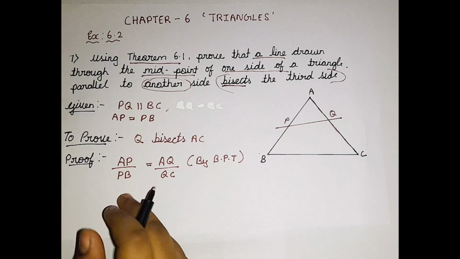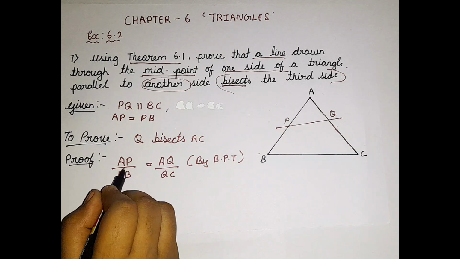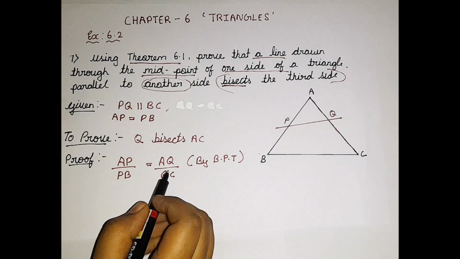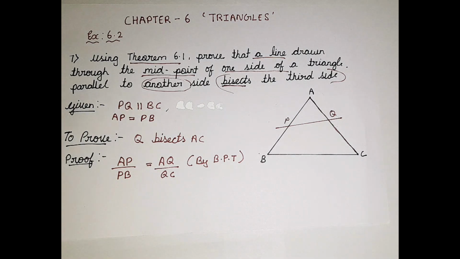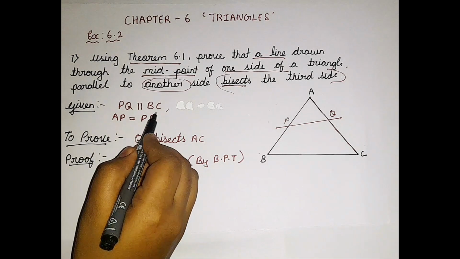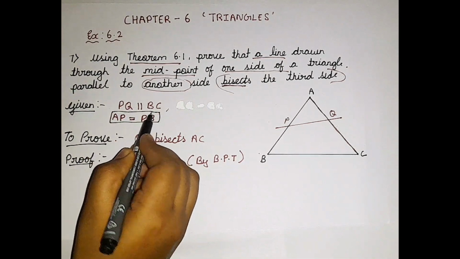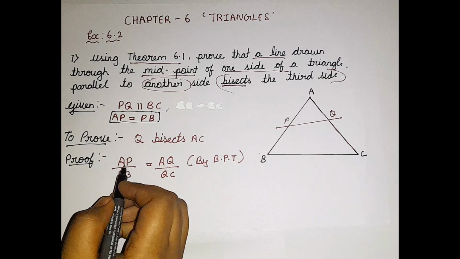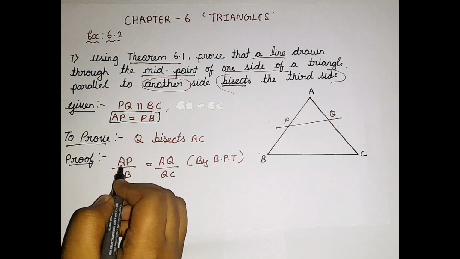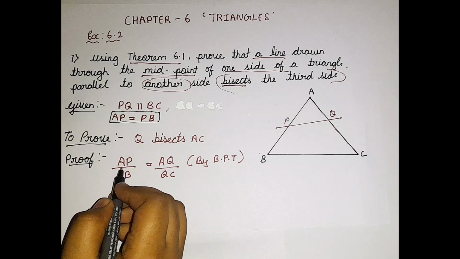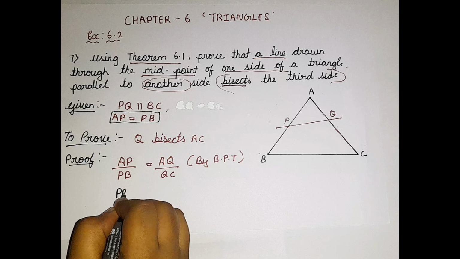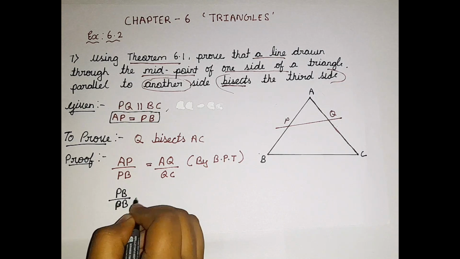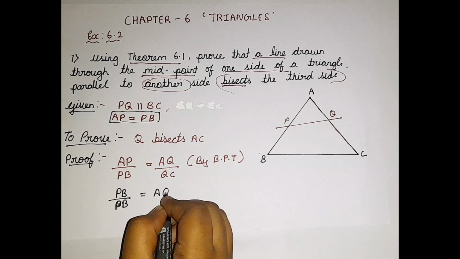Okay, so when you just compare this, AP by PB is equal to AQ by QC. So if you just look at the given value, here already we have AP is equal to PB. So in place of AP, I can just write PB. Am I right? I can just write it. So now I am going to be writing PB by PB is equal to AQ by QC.